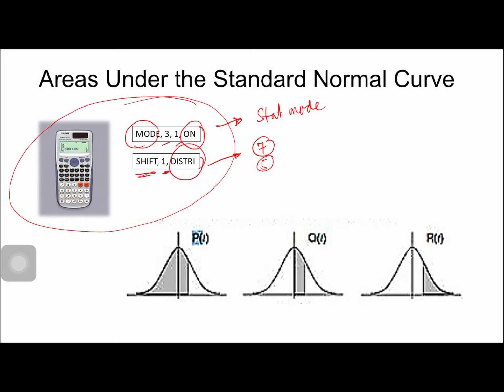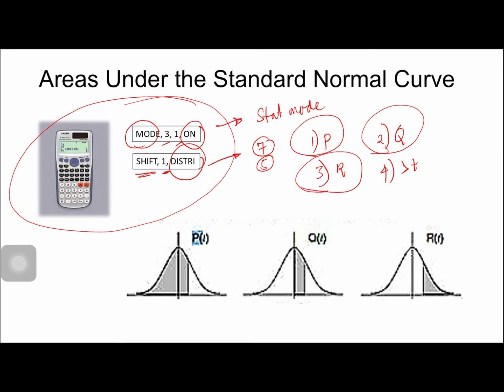Number 1 is P, number 2 is Q, number 3 is R, and number 4 is T. Okay? So, our concern is P, Q, and R. So, when we say P, it is this area. If it's Q, this is its area, and R is this area.